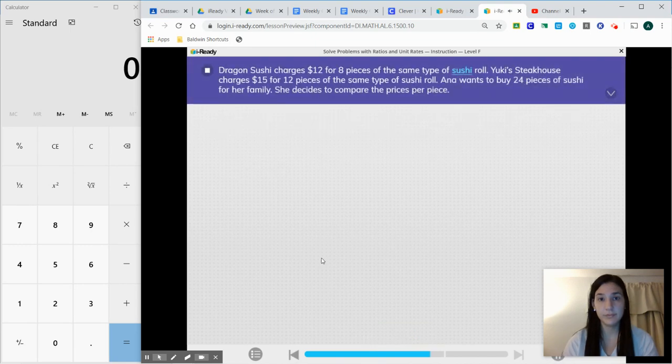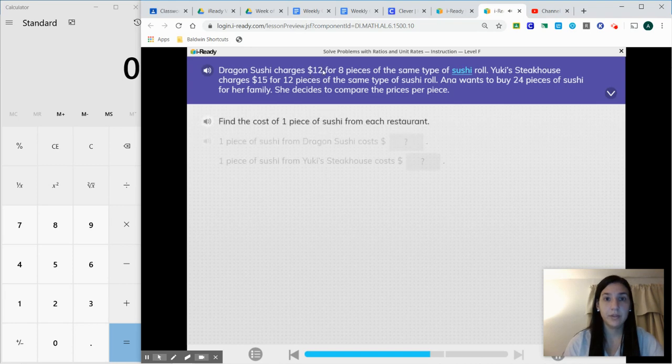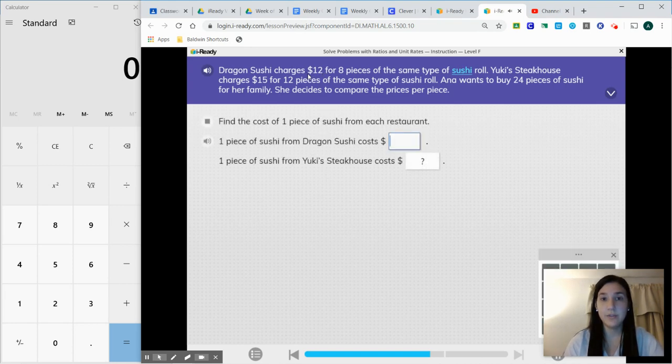Dragon Sushi charges $12 for 8 pieces of the same type of sushi roll. Yuki's Steakhouse charges $15 for 12 pieces of the same type of sushi roll. Anna wants to buy 24 pieces of sushi for her family. She decides to compare the prices per piece. Okay. So, find the cost of 1 piece of sushi from each restaurant.